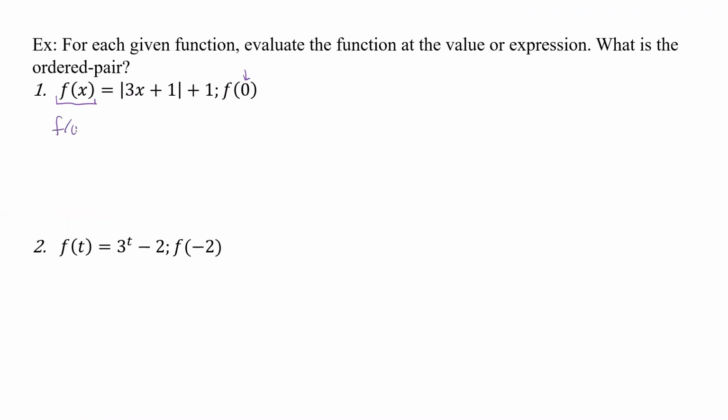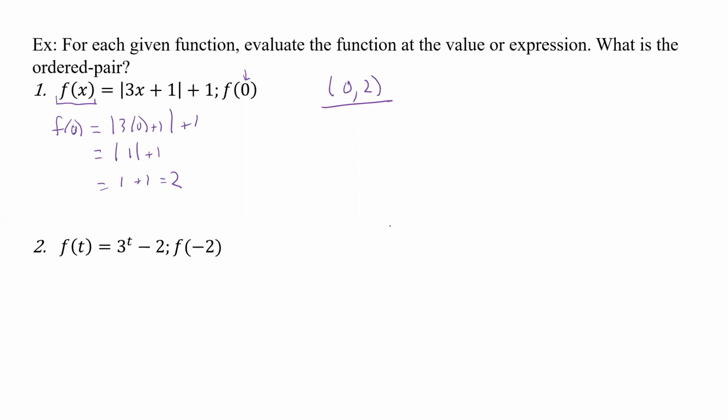So f of 0 is equal to 3 times 0 plus 1, and that's equal to the absolute value of 1. Oh, and then we have plus 1 here, sorry, plus 1. Well, absolute value of 1 is 1, plus 1 is 2. So our ordered pair is x is equal to 0, y is equal to 2, so that's going to be our ordered pair, (0, 2), because 0 was our x. We solved after we plugged it in, and we got y is equal to 2.